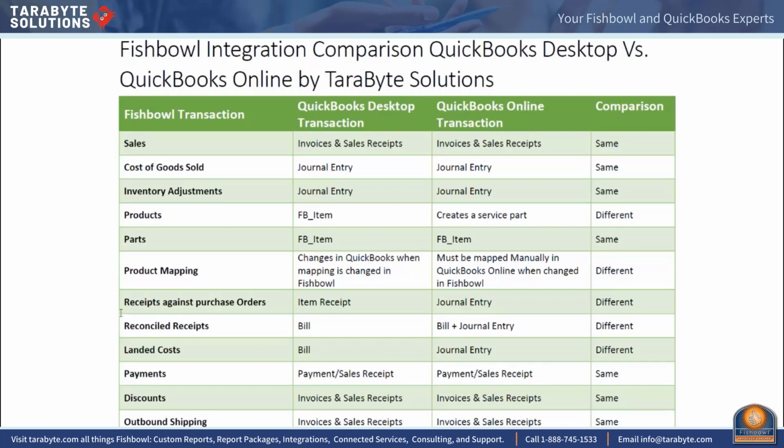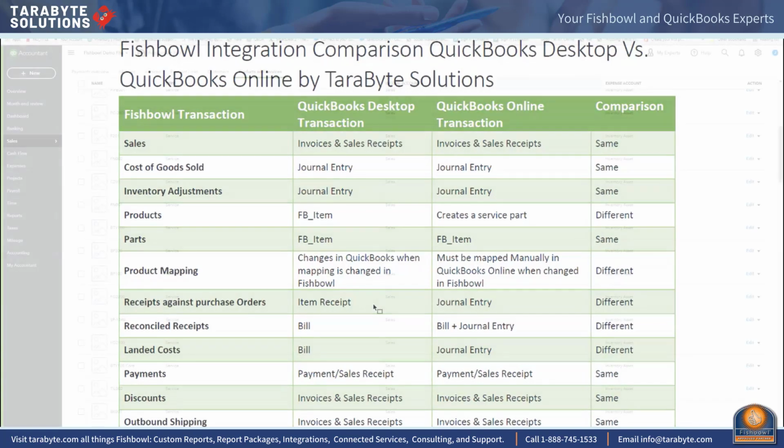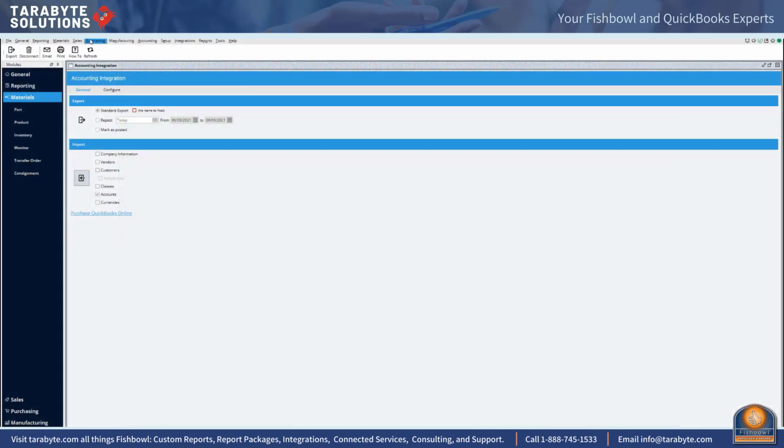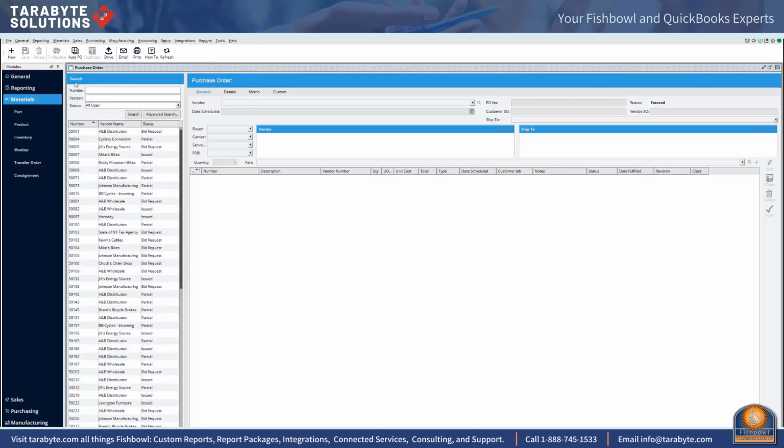And then if we've added landed costs to that bill, we're going to get another journal entry for the landed costs. So we're going to go do that example right now. Okay, back to Fishbowl. And we're going to come over here to our purchase orders, and we're going to go new.